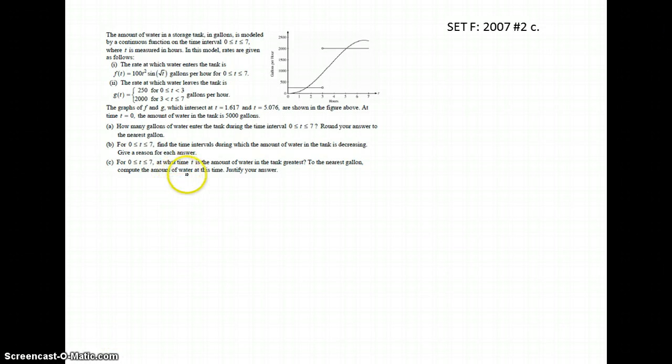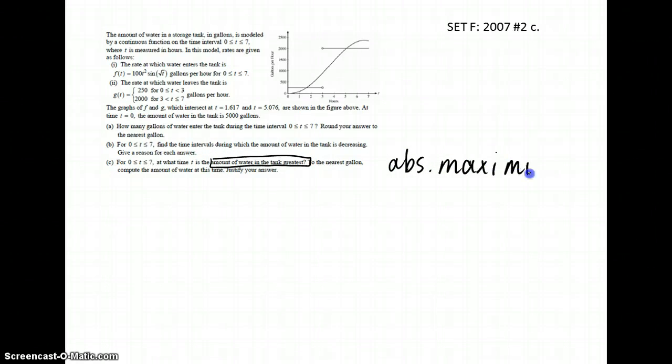Alright, so now between 0 and 7, at what time is the amount of water in the tank greatest? To the nearest gallon, compute the amount of water at this time. Okay, so amount of water in the tank the greatest. We're looking for an absolute max here. Where do absolute extrema occur? So they occur at critical numbers and endpoints. So we know that we'll have to look at 0 and 7.